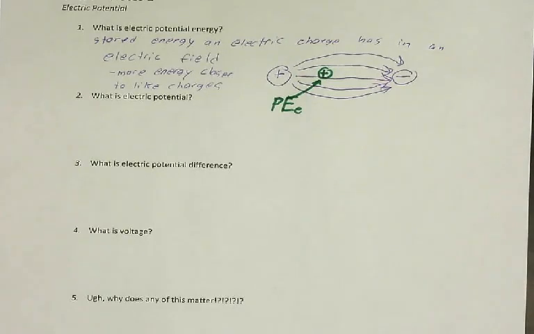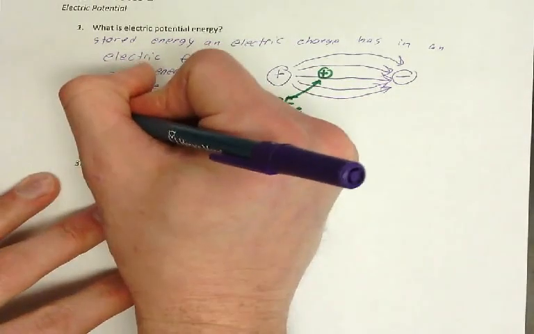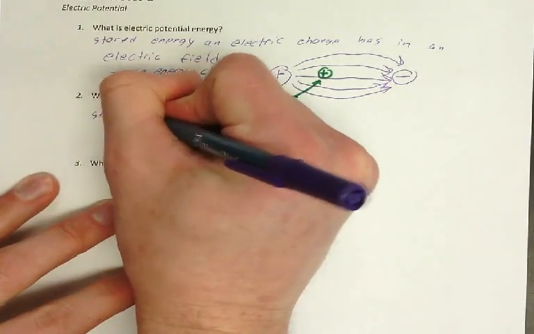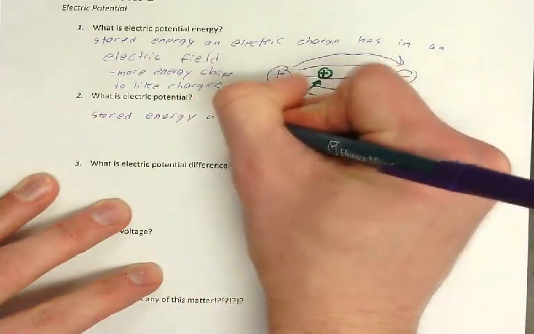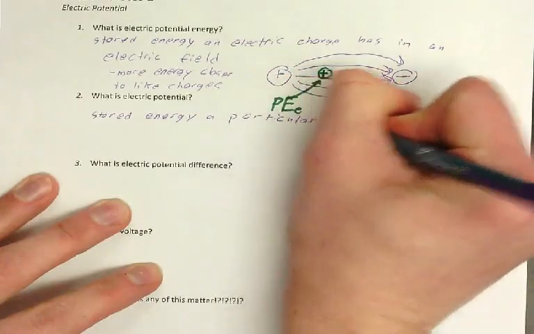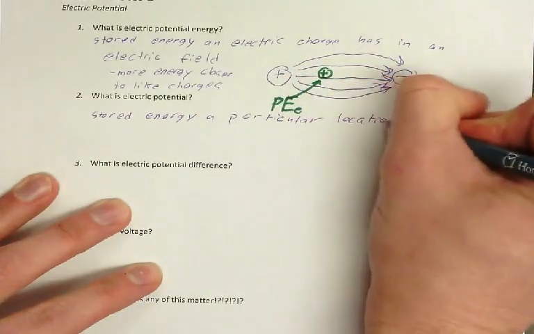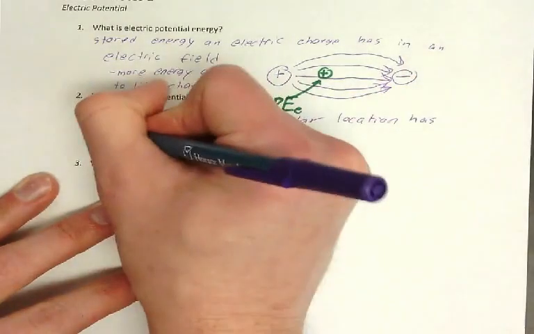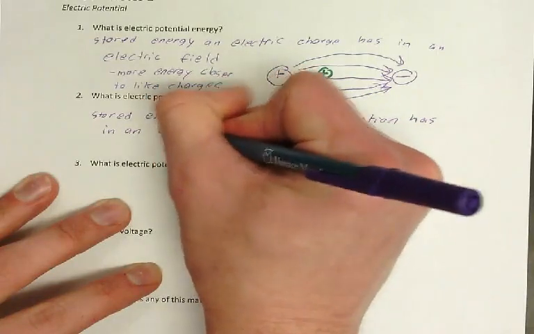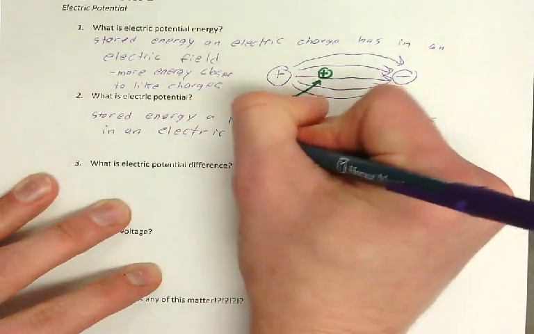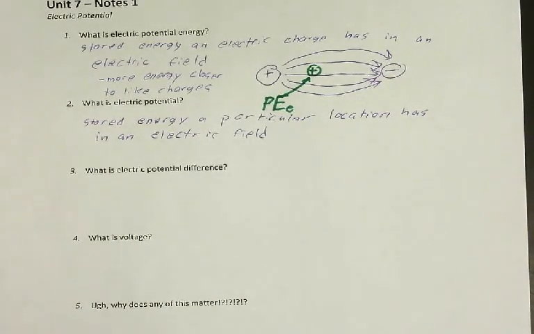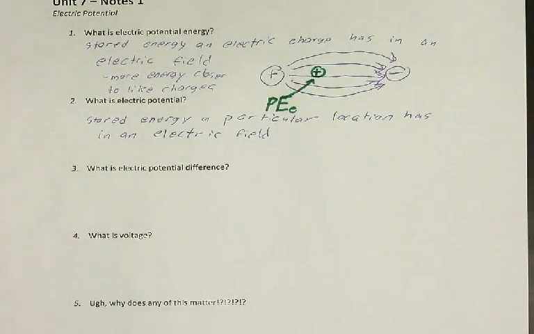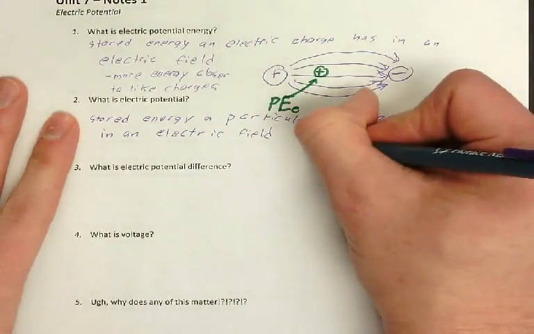Okay. All right, electric potential. Stored energy a particular location has in an electric field. So it's not how much energy a charge has, it's how much energy a field has.